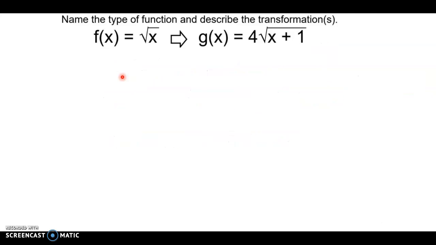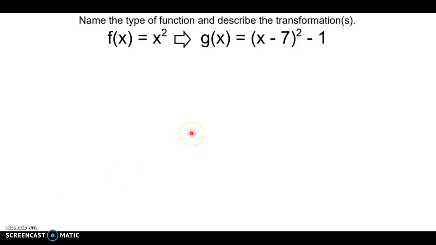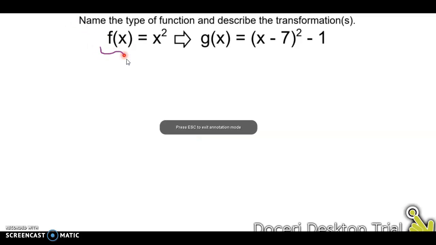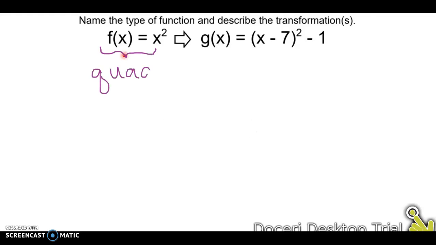Let's do another example. We have f of x equals x squared. So what kind of function is that? Right, it's the quadratic function. And we're going to move that to the function g of x equals x minus 7 squared plus 1.